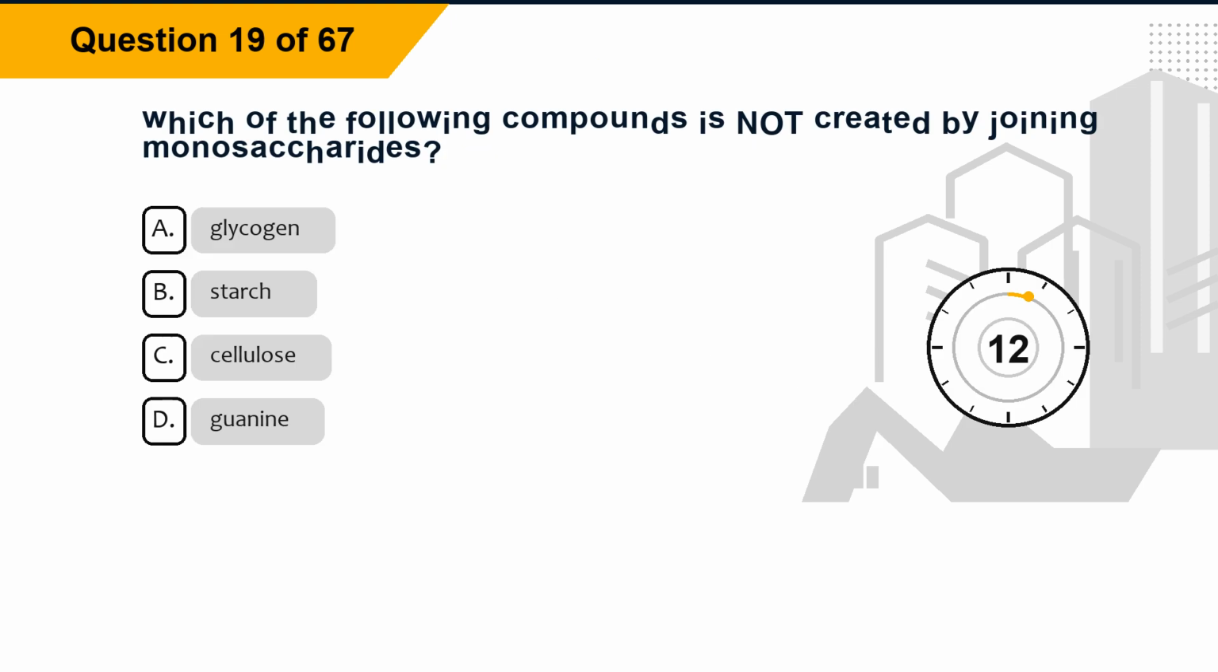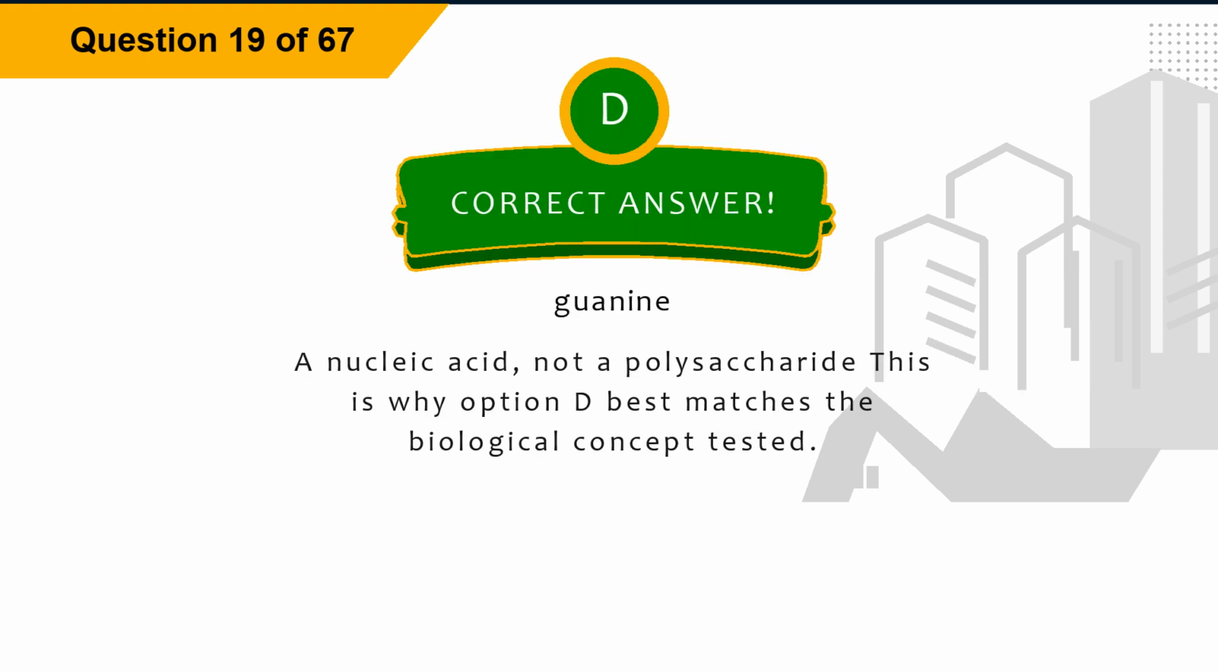Question 19. Which of the following compounds is not created by joining monosaccharides? Option A, glycogen. Option B, starch. Option C, cellulose. Option D, guanine. The correct answer is option D, guanine. Explanation. Guanine is a nucleic acid base, not a polysaccharide. This is why option D best matches the biological concept tested.